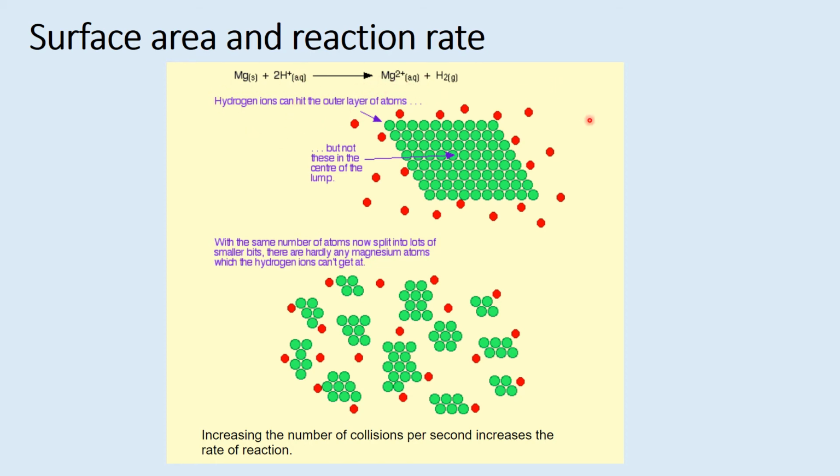Right, however, that's not really what the point of this was. The point of this was that if you have a large lump, then obviously the hydrogen ions in this case, or any of the reactant molecules, can only collide with the outside. All of these in the middle cannot react with the acid until these ones have reacted away. Whereas if you increase the surface area, break it up into a powder, you can see that all of these can get in here and you've got a much larger number of collisions that are going to occur between the reactants, and therefore the number of successful collisions increases, therefore the rate will increase.